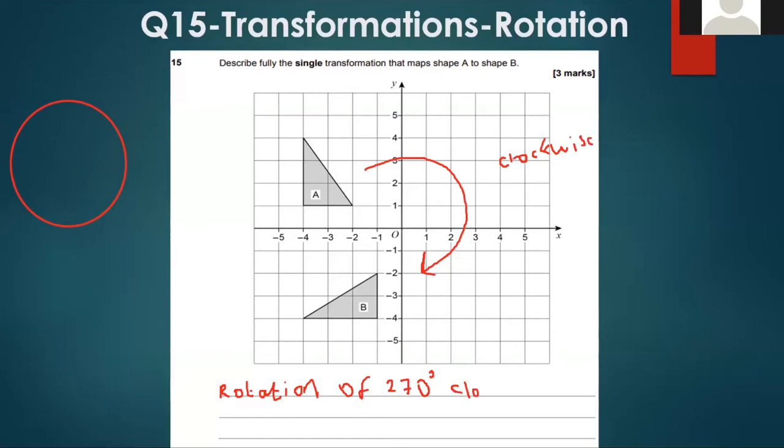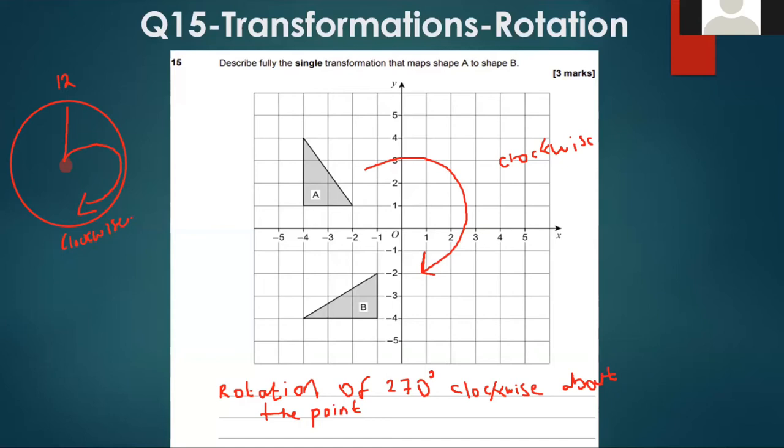And then I'm going to say, okay, about the point, okay, so this is turning on, this is being rotated, guys, on a particular point. Now, in the exam, okay, there is normally a tracing paper, guys. So you'll be given tracing paper in your exam, guys.